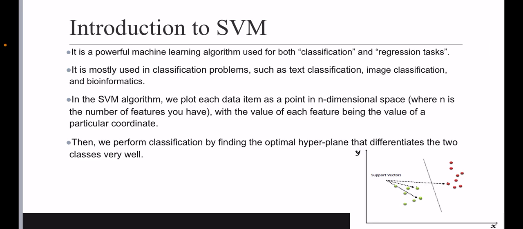Introduction to SVM. It is a powerful machine learning algorithm used for both classification and regression tasks. It is mostly used in classification problems such as text classification, image classification, and bioinformatics. In the SVM algorithm, we plot each data item as a point in n-dimensional space, where n is the number of features you have, with the value of each feature being the value of a particular coordinate. Then we perform classification by finding the optimal hyperplane that differentiates the two classes very well.